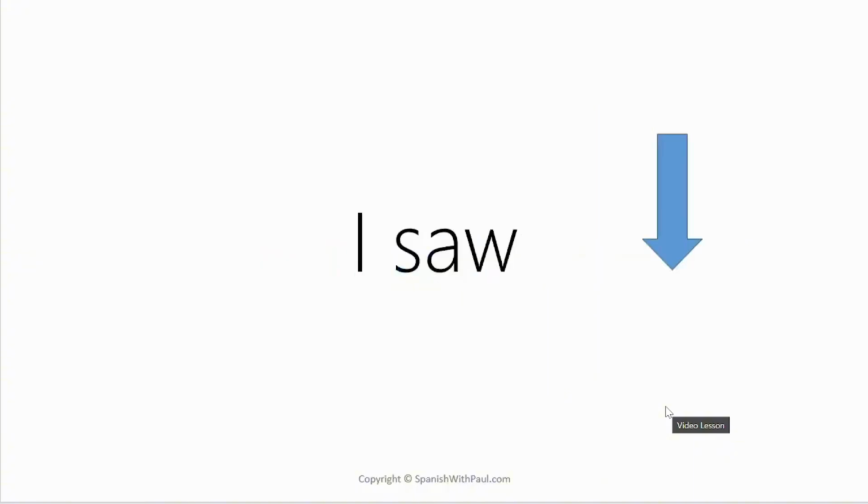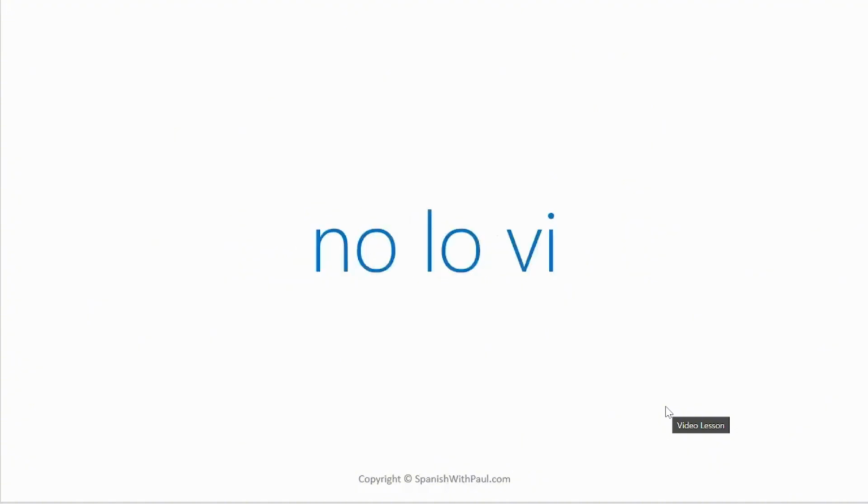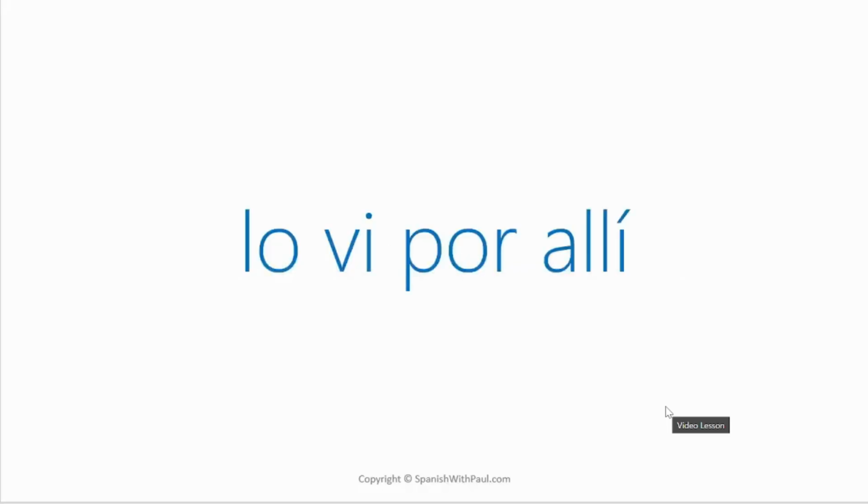What about the sound for I saw? Here again, we're in the simple past. So the angle of I, the verb to see, and the sound will be simply vi. So vi means I saw. I saw it. Lo vi. I didn't see it. No lo vi. I saw it over there. Lo vi por allí.